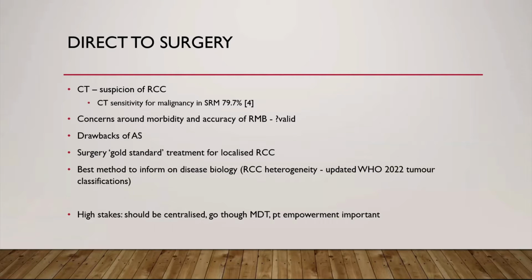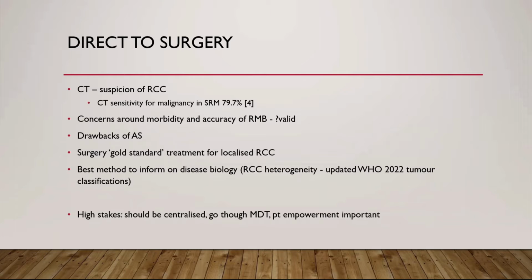So why could we decide to take him straight to surgery or just remove the mass straight away? Well, he's had a CT scan, and that's a great test. The sensitivity for malignancy for a small renal mass is almost 80%. Maybe there were concerns around morbidity and the accuracy of a renal mass biopsy, but we'll have a chat in a minute about whether these concerns are valid or not based on the current evidence.